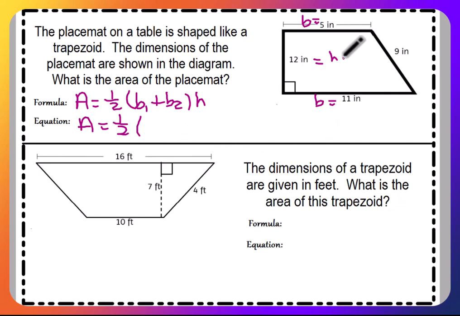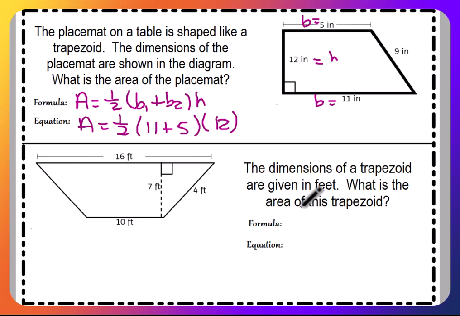I know it's tempting to go ahead and add the two bases together, but we want to plug everything into the equation first before doing any math. So my two bases are 11 and 5, so I'll put 11 plus 5. You could put 5 plus 11. And then the height is the 12 times 12. And now you're ready to solve.